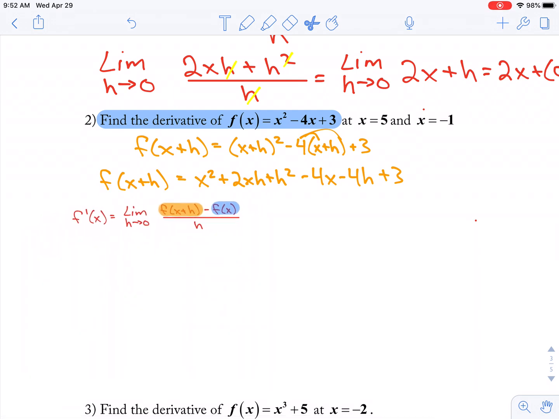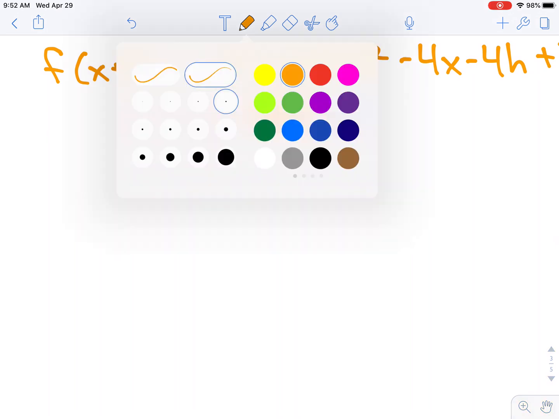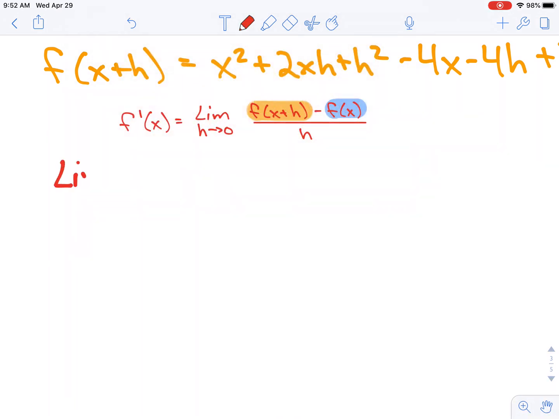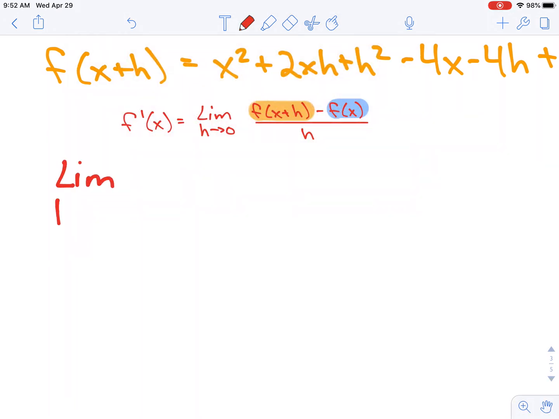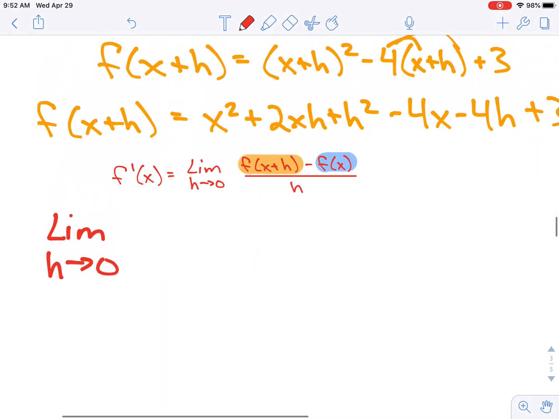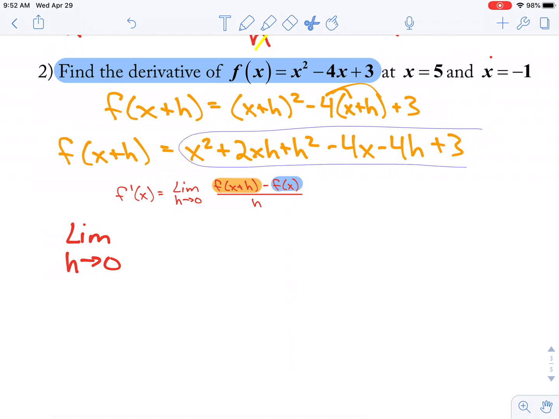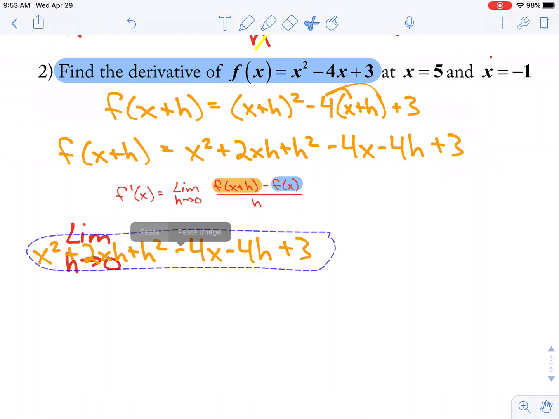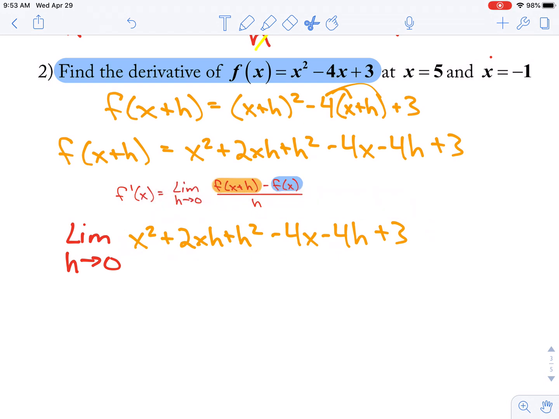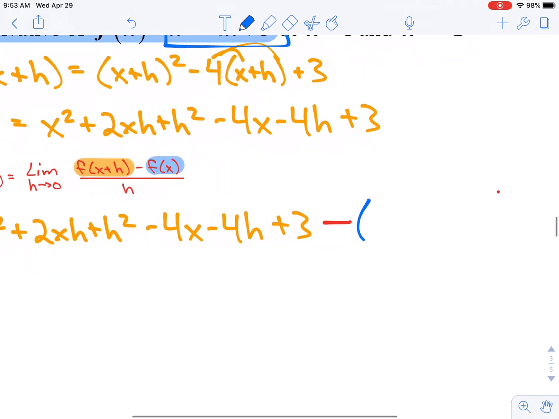So when we go back here and take the definition, notice that's our definition. So we plug in everything that we need. We have the limit as h approaches 0 of f of x plus h. We're just going to literally copy down everything we took here and plug that in for f of x plus h, minus f of x. F of x is listed right up above: x squared minus 4x plus 3.